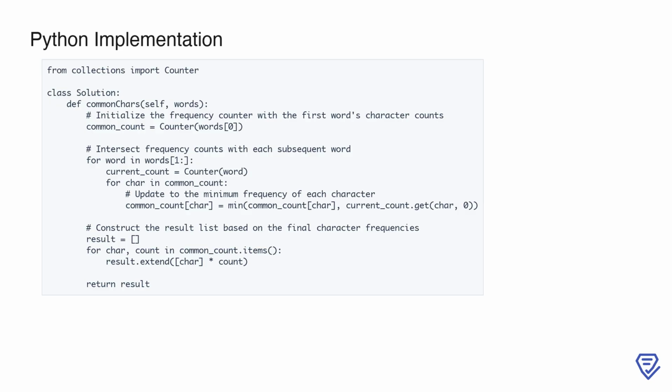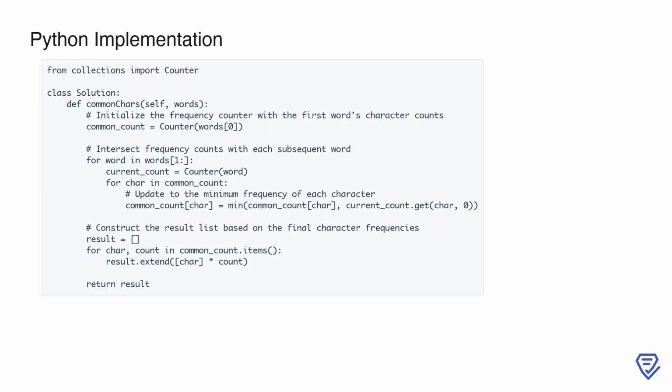This Python solution implements the problem of finding common characters across all strings in an array words while considering their minimum frequency. The algorithm begins by importing the Counter class from the collections module. The Counter class allows us to efficiently compute and manage character frequencies in strings. The commonChars function first initializes a frequency counter for the characters in the first string of the words array. This serves as the baseline for common character counts.